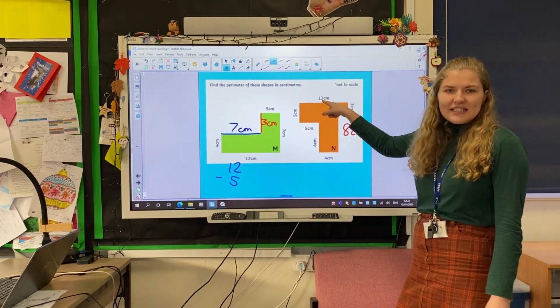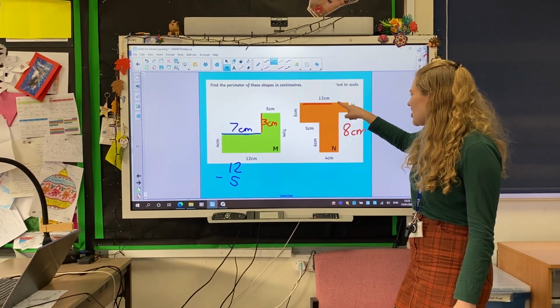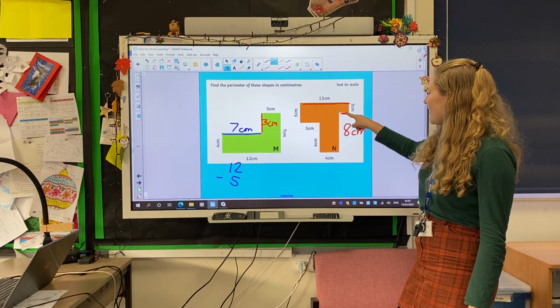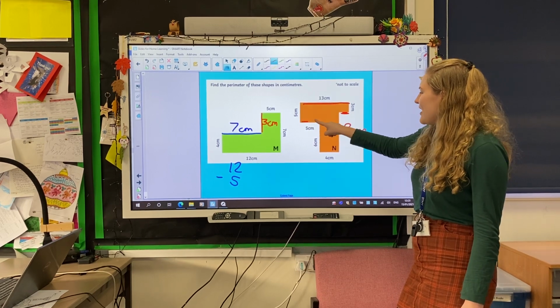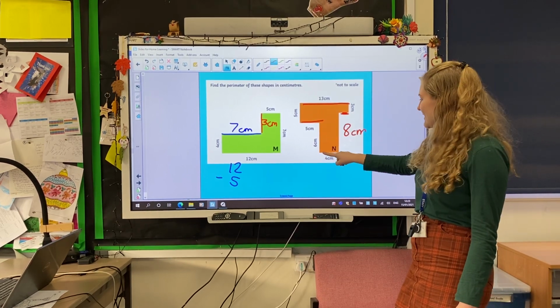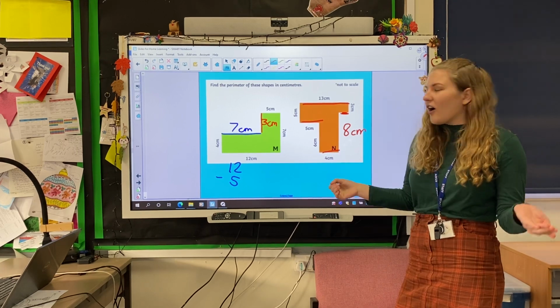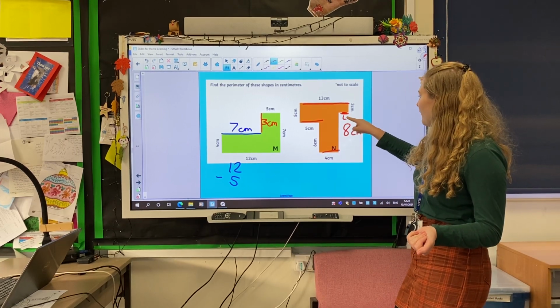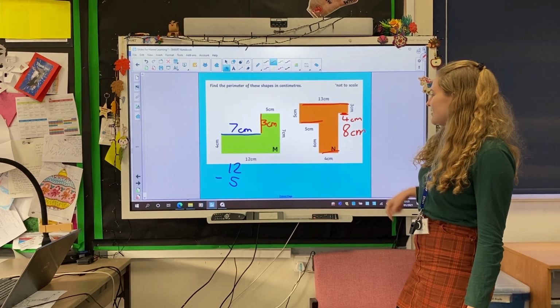Okay, so this length here is 13 centimetres, and we want to find out this bit. This little bit is 5, this little bit is 4. We add those up to get 9. So this bit is going to be 4 centimetres.